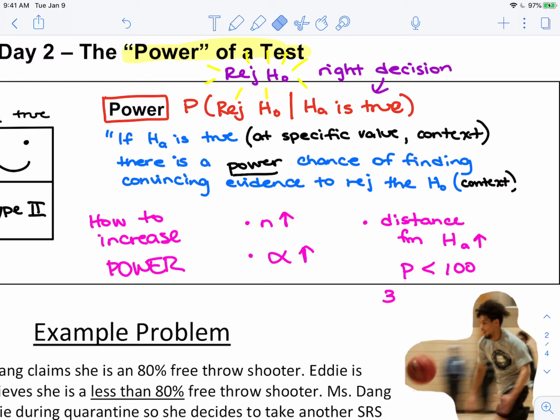So if I had, let's do another example. What if I had two values? I had 50 and I had 60. Which one would increase the power more? Well, this one, 50, because it's further away from 100.